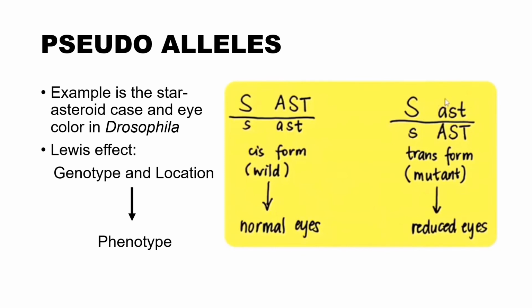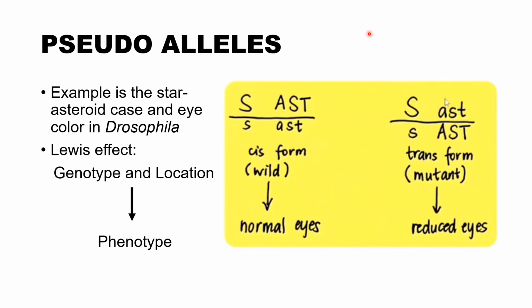So, para maintindihan natin yun, isang example is yung star asteroid case and eye color in Drosophila. So, here according to Lewis kasi, when two dominants, we have here itong dominant S, and then we have itong dominant AST, are on the same chromosome, and their recessive counterpart, itong recessive S at saka recessive AST, are on the other chromosome. Ito yung tinatawag na cis form, or yung cis arrangement na tinatawag, which may result into normal eyes.